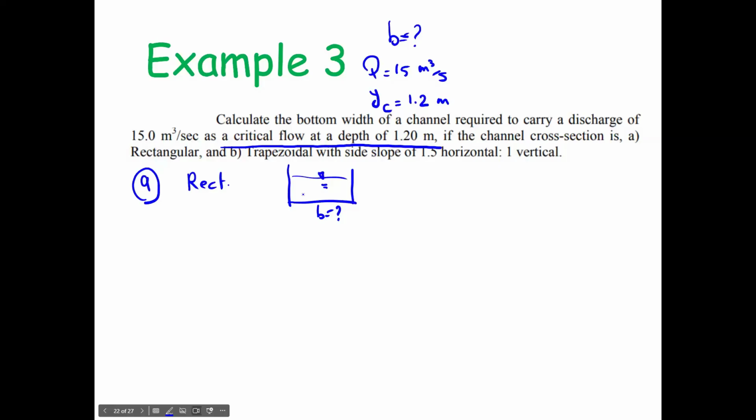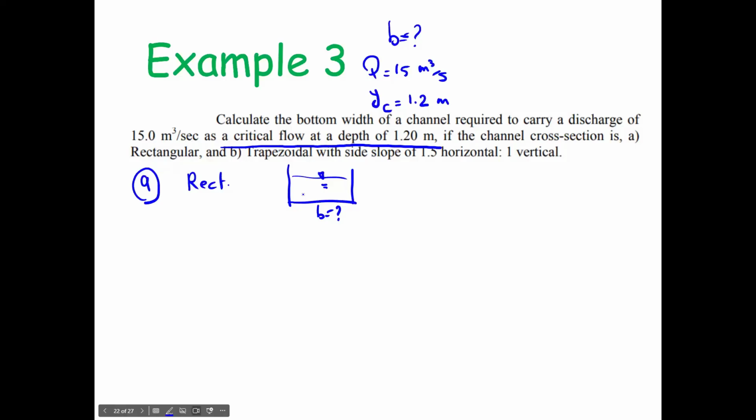Be smart. You have Manning and you have the other one for critical depths. Manning doesn't work here for some reasons. First of all, you don't have the material of the channel, so you don't have N. Slope is not given, so S is not there. There's no help using that. The other one gives you the YC. It already gives you a hint, YC.